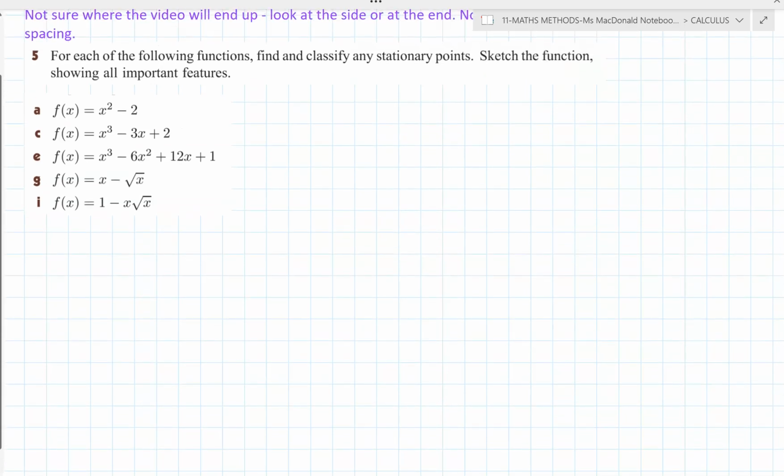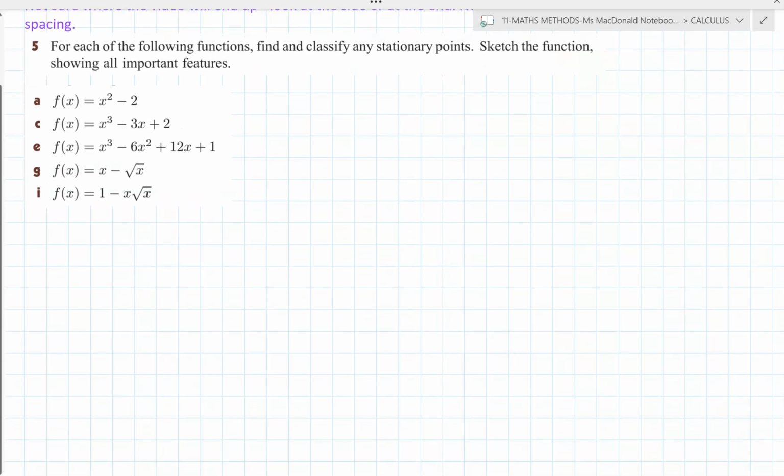Okie dokes, we want to find and classify all stationary points and then do a sketch. Okay, so remember, for a stationary point, we will find that when we make the derivative equal to 0. So if we look at part A, let's kick off with that one.